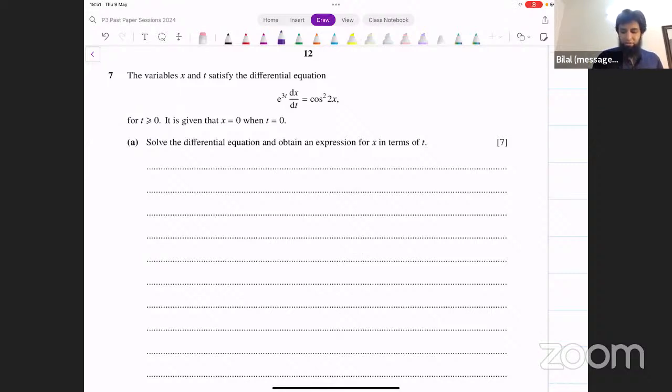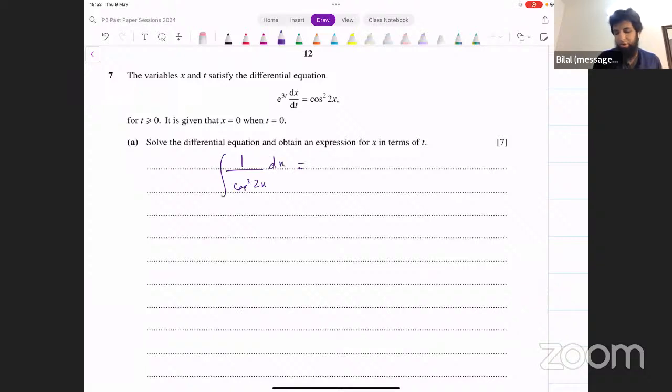It's a differential equation. How do we, in fact, first of all, let's separate the variables. Let's see what we get from that. When we separate the variables, that is going to give us 1 over cos square of 2x.